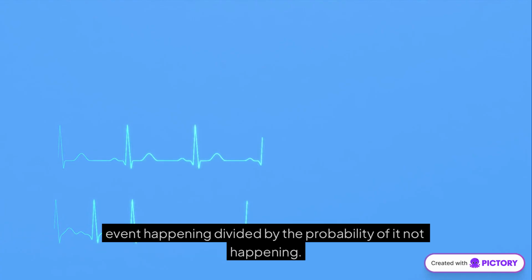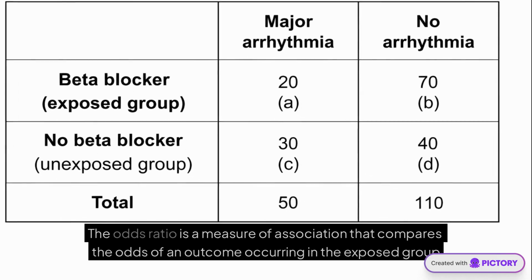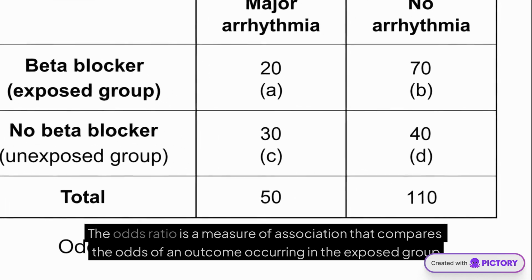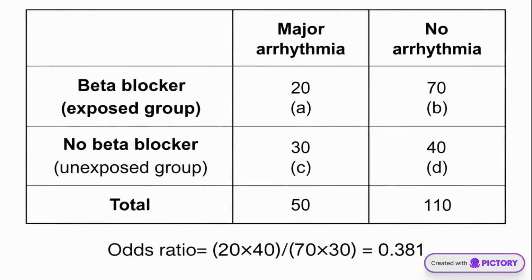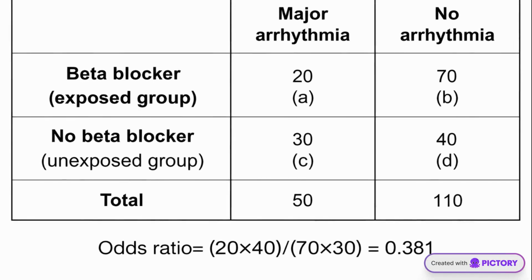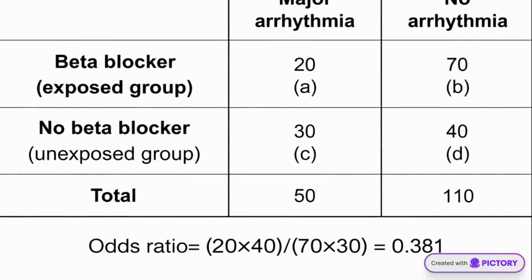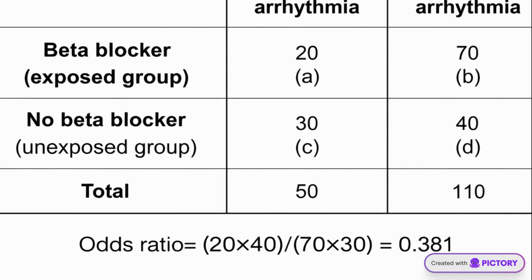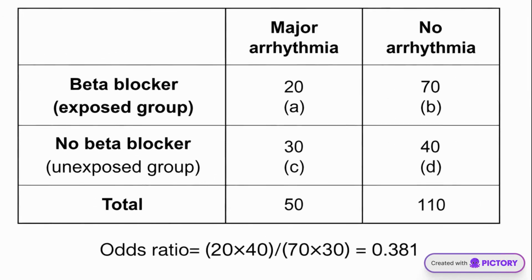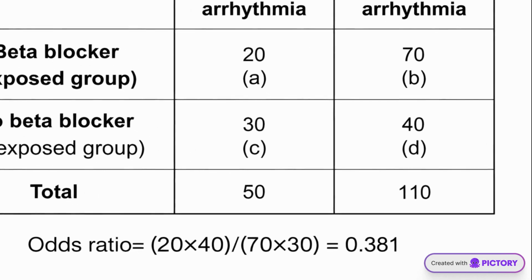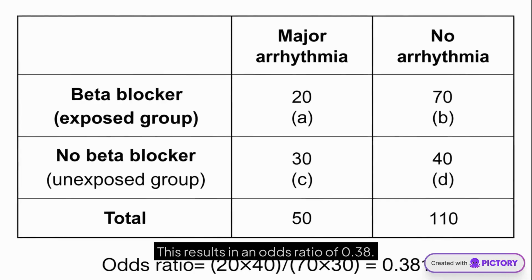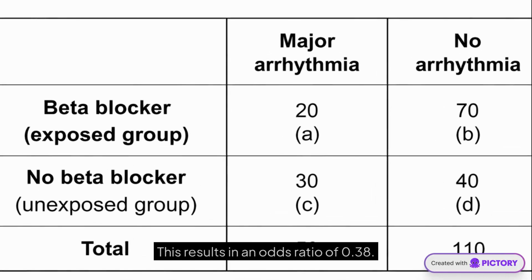The odds of an event are defined as the probability of that event happening divided by the probability of it not happening. The odds ratio is a measure of association that compares the odds of an outcome occurring in the exposed group versus the unexposed group. In this case, the odds of developing major arrhythmia in the exposed group is 20 divided by 70, while in the unexposed group it is 30 divided by 40. The odds ratio is calculated by multiplying 20 by 40 and dividing by 70 multiplied by 30. This results in an odds ratio of 0.38.